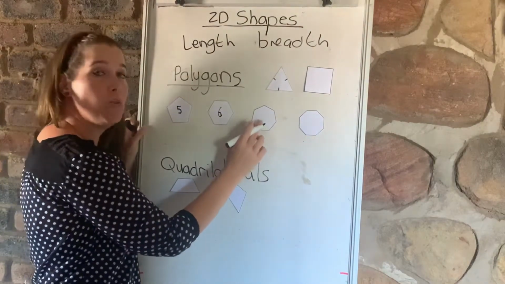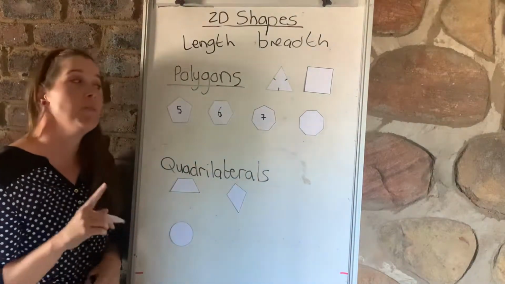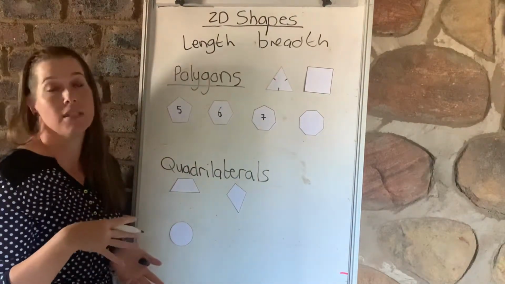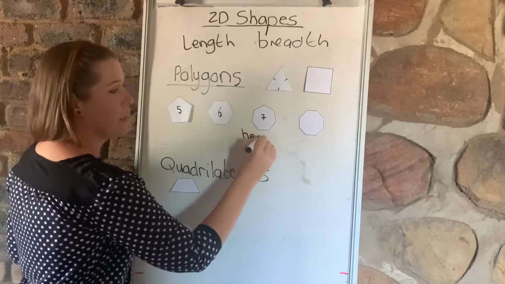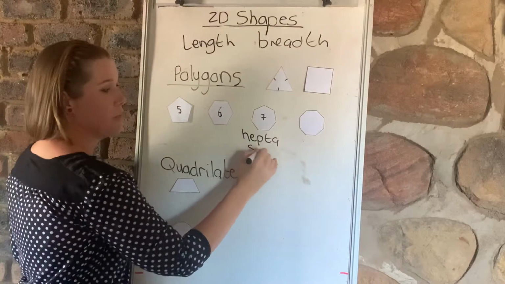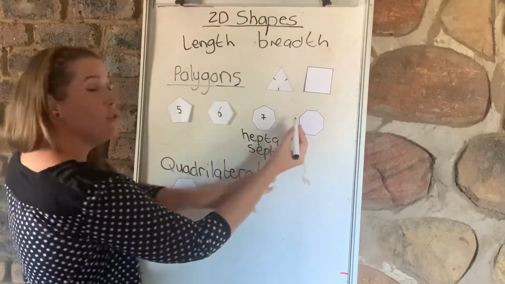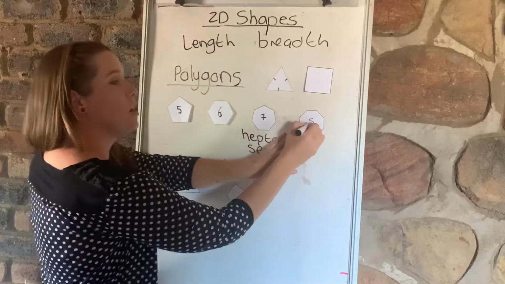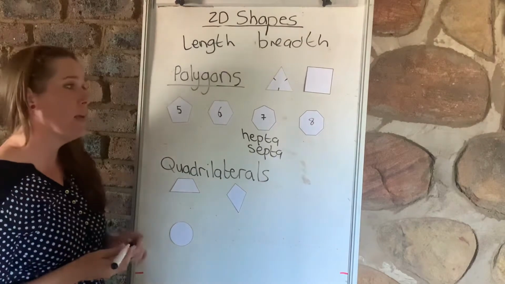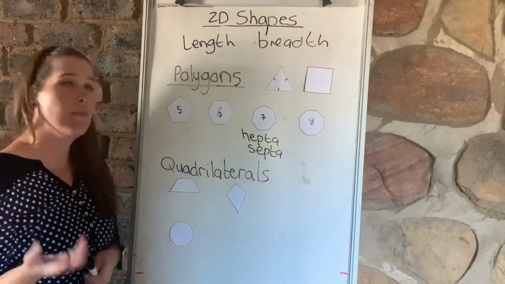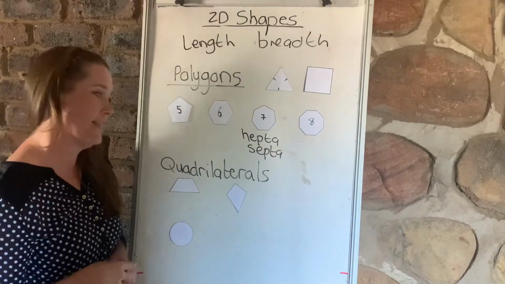Now a heptagon or a septagon has 7. It's important that you know both words because some questions use heptagon, some questions use septagon. I will just write it here for you. A heptagon or a septagon, you need to know both. And then obviously if you have 8 sides, it's an octagon. Now those are very important to know, those are your basic ones. When we get to grade 7, we talk about nonagons and decagons, but that's for another day.